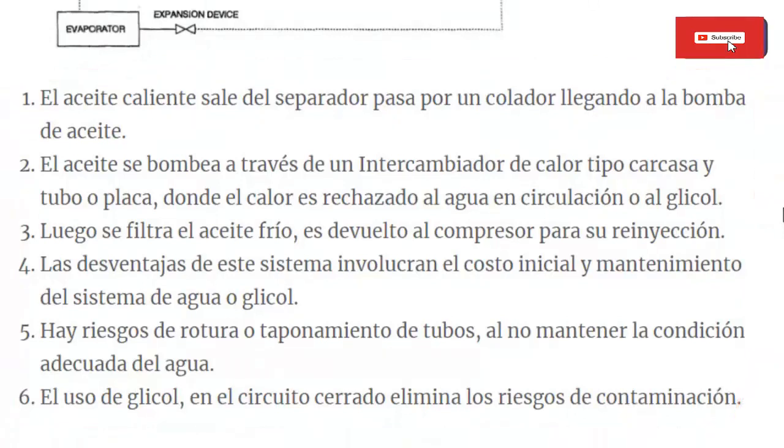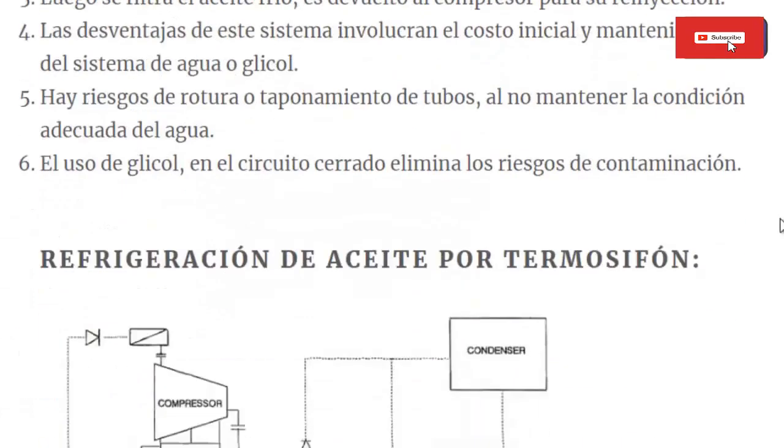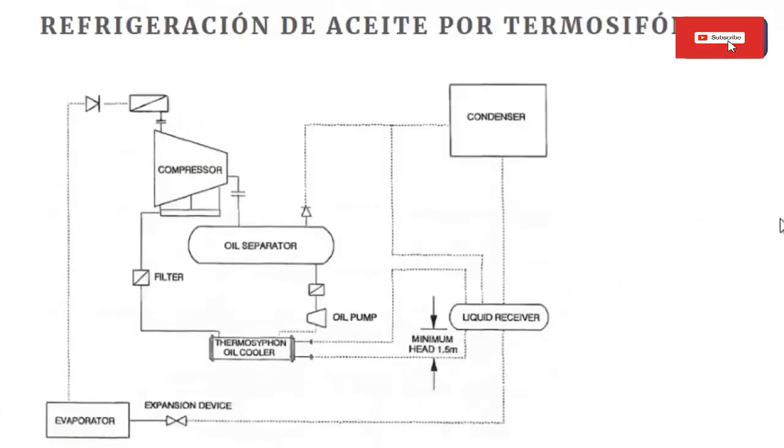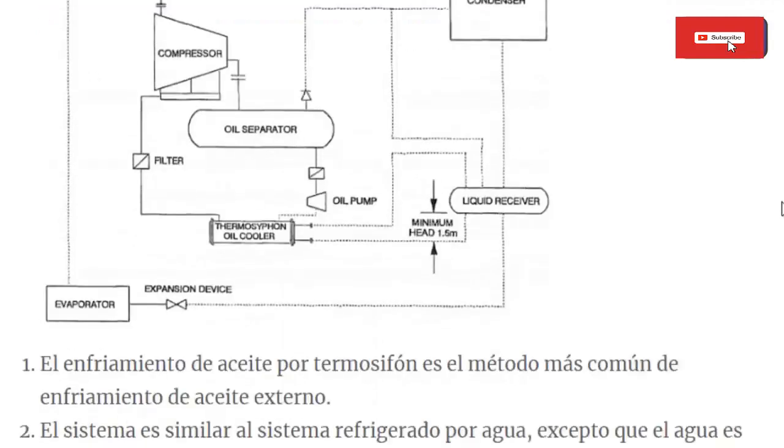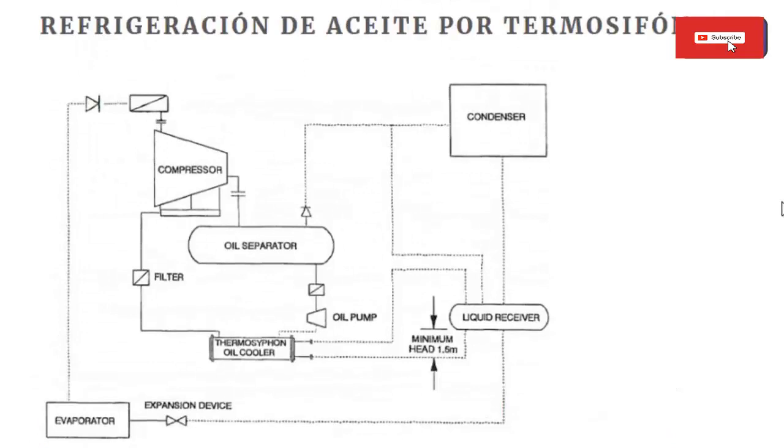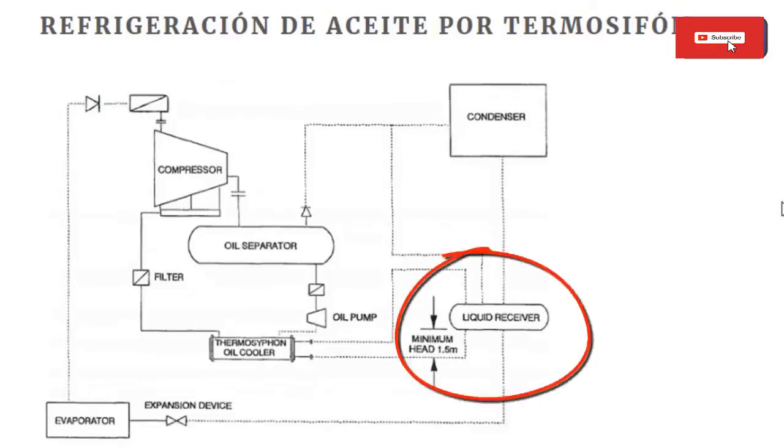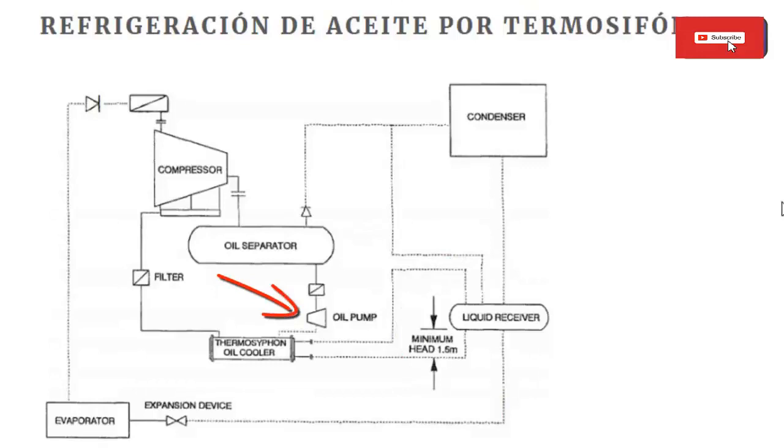Thermosyphon oil cooling. 1. Thermosyphon oil cooling is the most common method of external oil cooling. 2. The system is similar to the water-cooled system, except that the water is replaced by the same refrigerant used in the circuit. 3. This method uses high-pressure liquid refrigerant from the condenser to remove heat from the oil. 4. As the hot oil enters the shell side of the heat exchanger, the liquid refrigerant receives heat from the oil, boils and rises back into the receiver.